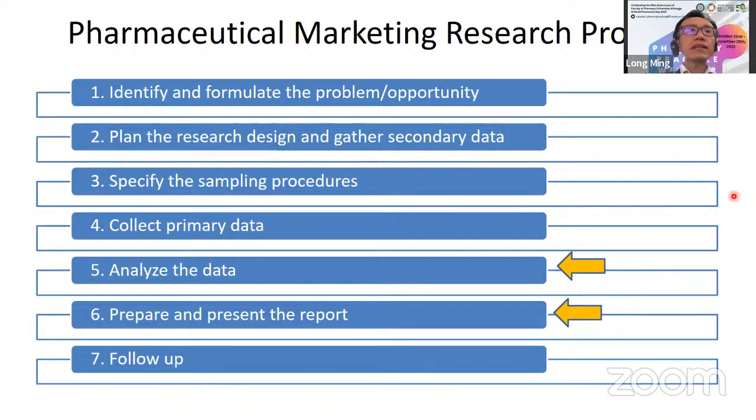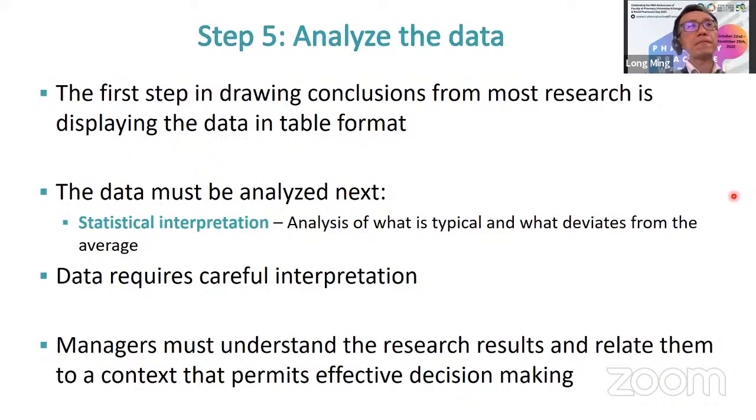Moving on, let's look at steps 5 and 6. Analyze the data, prepare and present the report. So you have collected the primary data. It doesn't end there. You need to analyze it to see whether it corresponds to or answers the aim of your study.